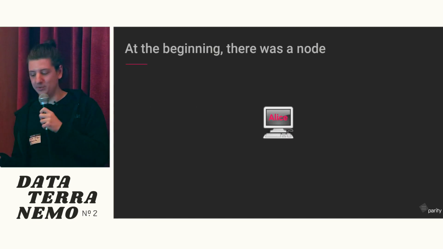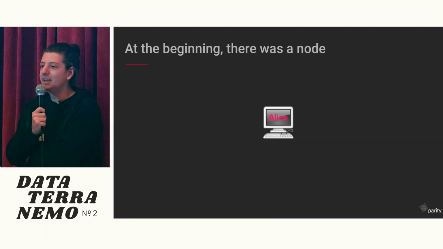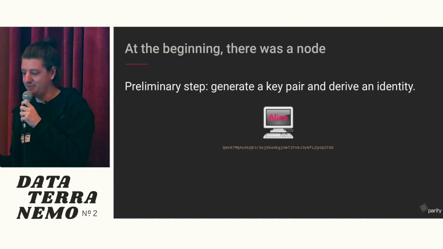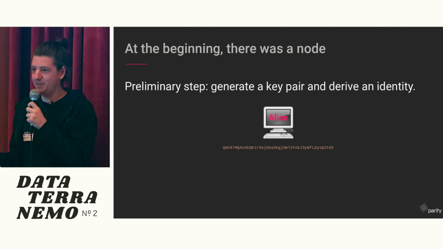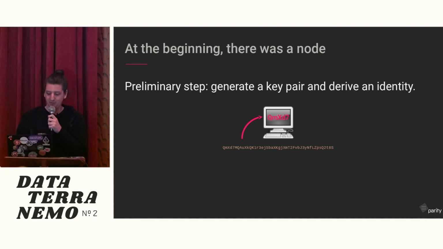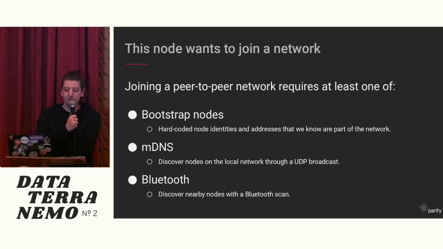And now let's see how it works. At the beginning, you have a node named Alice, but in peer-to-peer networks, nodes don't have names like Alice. They have private and public keys. So you start by generating a private and a public key. And your identity is the hash of your public key. Then this node wants to join a network.